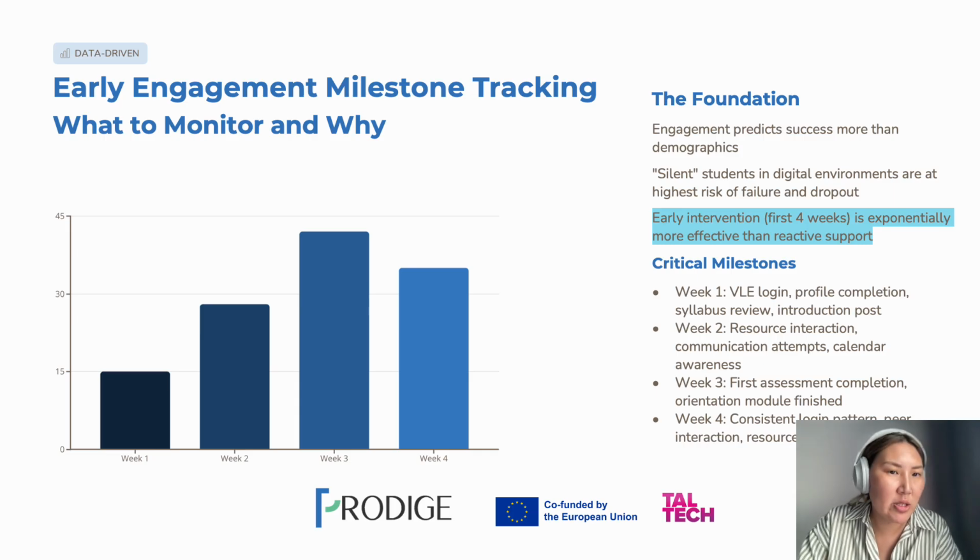Early engagement milestone is very important. And as we mentioned before, that engagement predicts success more than the demographics. And silent students in digital environments are at high risk of failure and dropout. And early intervention in these first 4 weeks is exponentially more effective than the reactive support later. So what are these critical milestones to track?